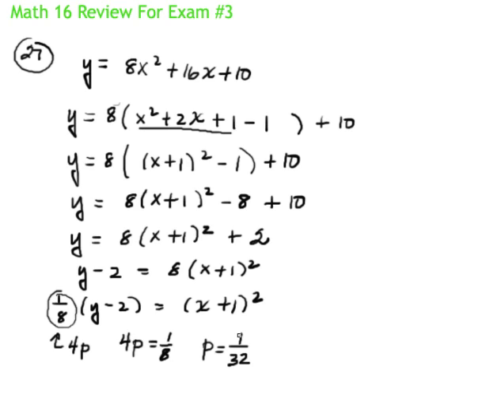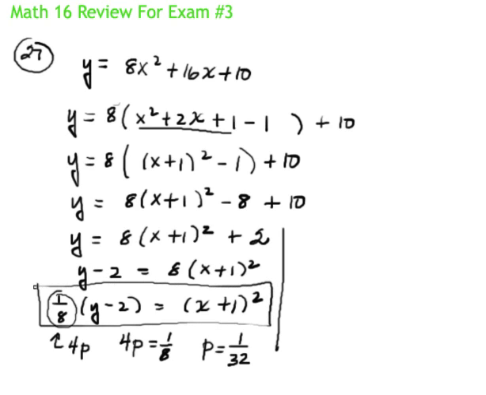Alright, so now that we have this standard form, we could get some information out of it. For example, here's the standard form. We could get the vertex. So let's do that. The vertex is -1, 2.